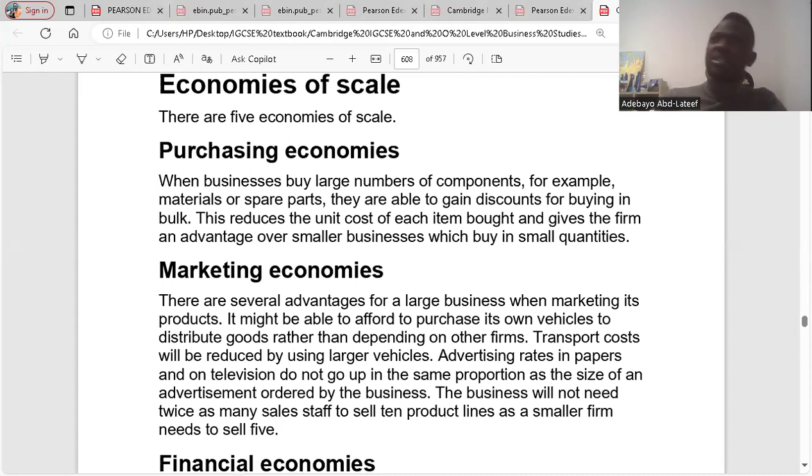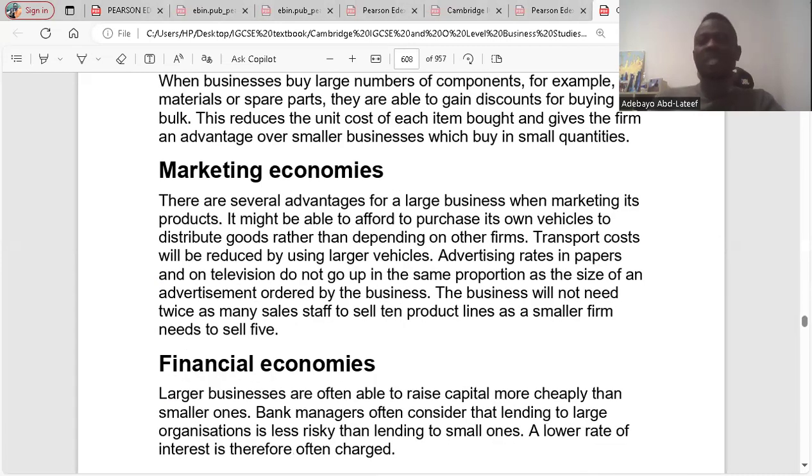So buying in bulk means you have a discounted price. You'll be paying a lesser amount than what you are supposed to pay. And this is an advantage for you because you are able to do this because you are a big business. So you have an advantage over small businesses who cannot buy in bulk. So that allows you to even sell at a cheaper price and to make more revenue and profits. Yes. The second one is marketing economies of scale.